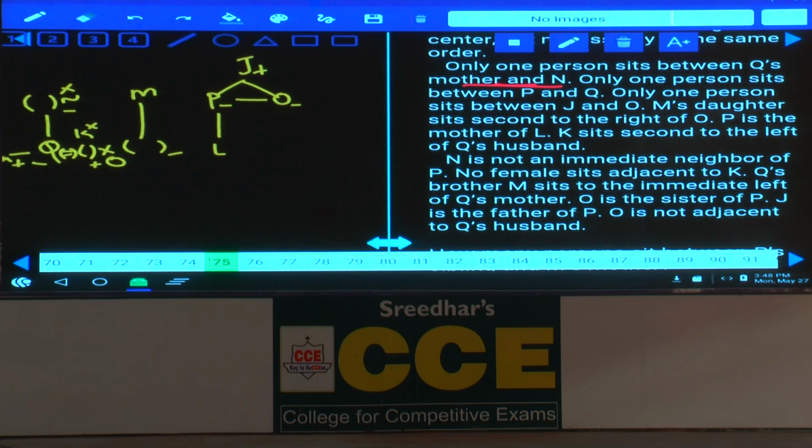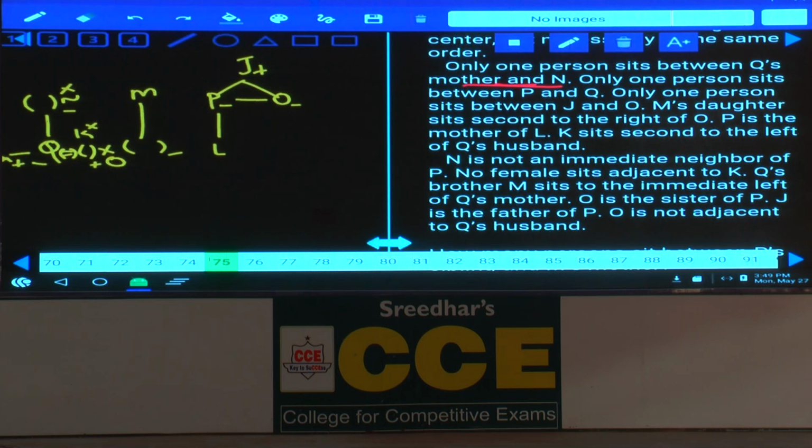P is the mother of L. Now P is the mother of L. K sits second to the left of Q's husband. K is seated second to the left of Q's husband. And N is not an immediate neighbor of P. No female is adjacent to K.